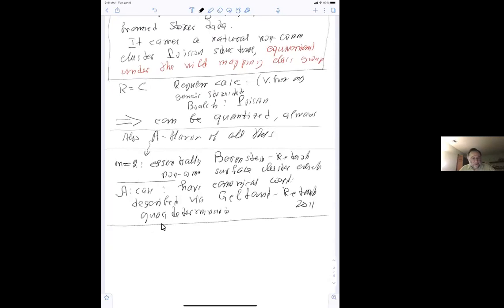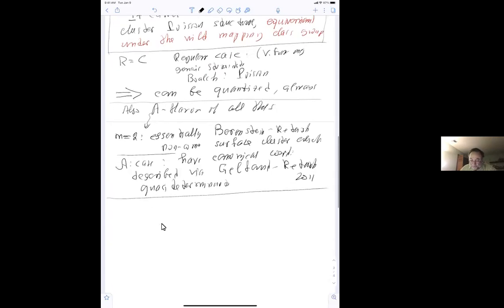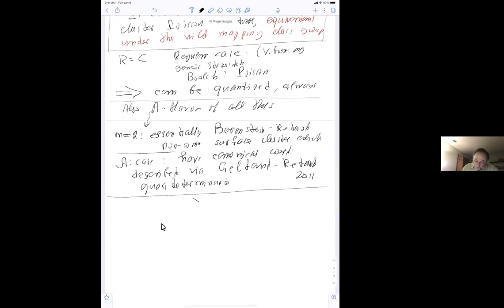But on the other hand, I want to make the talk very, very elementary. And so now I start the main part of the talk. I want to discuss a key example which explains what happens. Are there any questions so far?